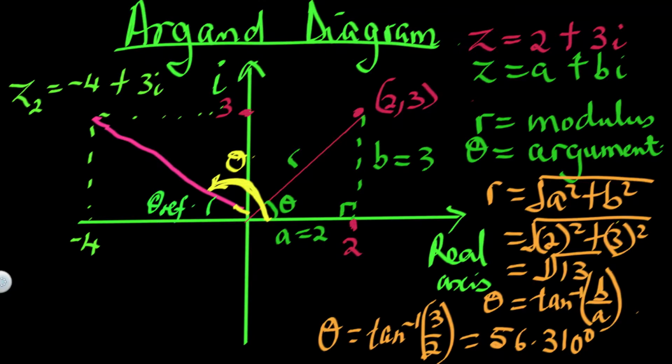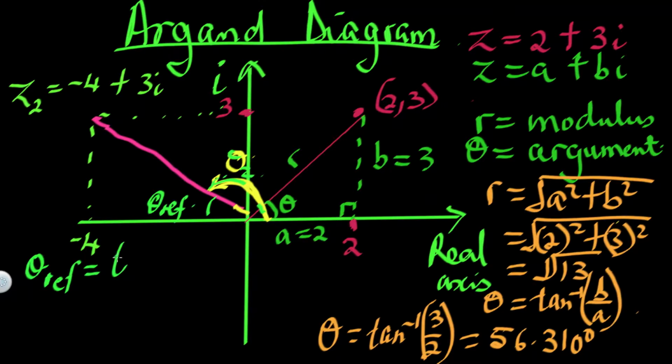We get this angle from our calculator. It is not the argument. The argument is theta, which is the positive angle that we measure from the positive horizontal axis in an anti-clockwise direction. This is our argument. Such that if I'm looking for the argument of Z2, let us call it theta 2.